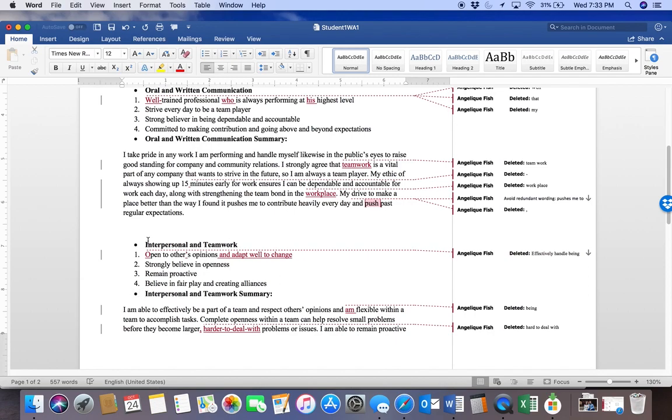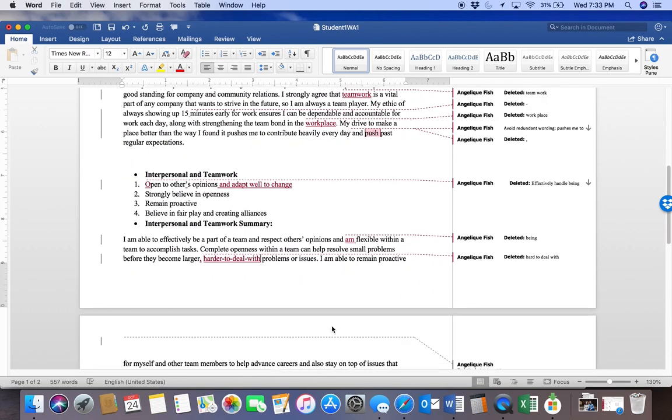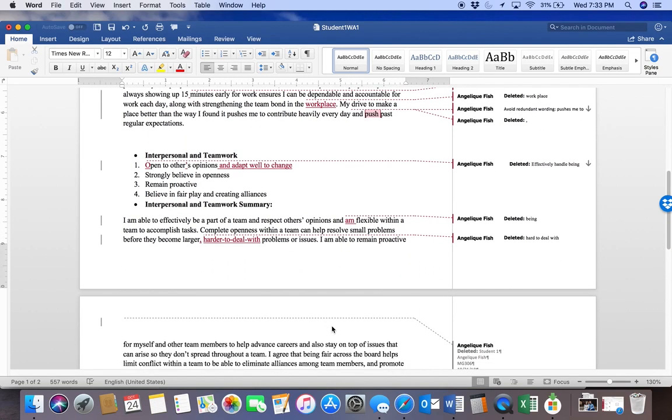And we get the same repetitive wording here, I am able to remain proactive for myself and other team members to help advance careers and also stay on top of issues that can arise so they don't spread throughout a team.